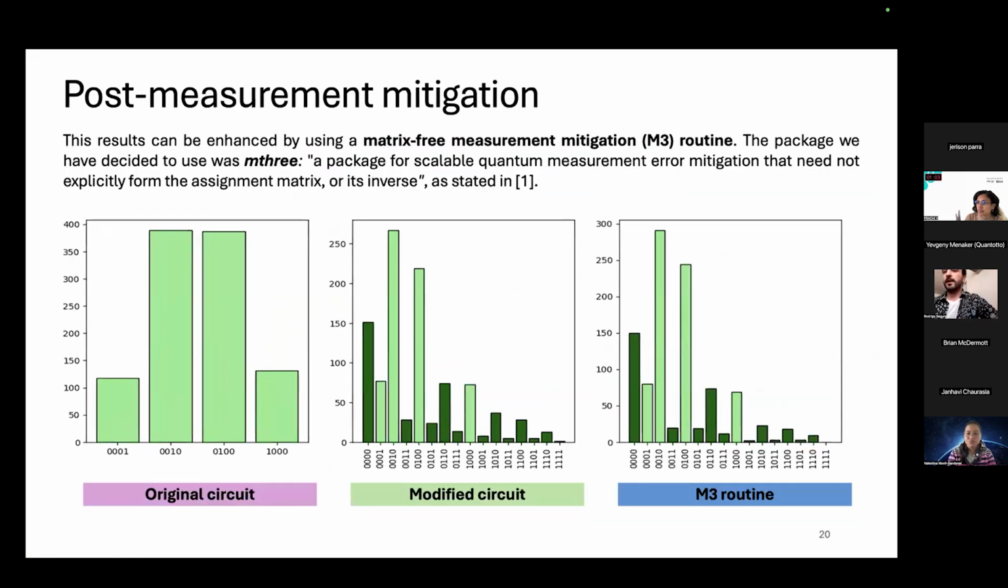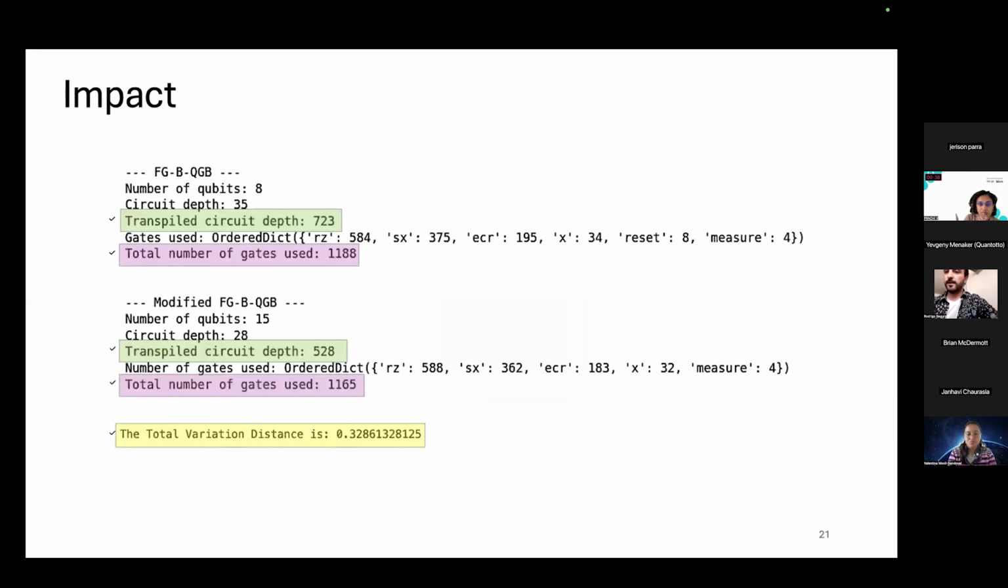Now, after that, we applied a matrix-free measurement mitigation routine, also known as M3. This is a post-measurement technique. After applying M3, our results, which were already improved, got a little bit better. And as you can see, the dark states got reduced by applying this routine. Our impact is a reduction of the depth of the circuit of 32%, and our gate usage is pretty much the same.